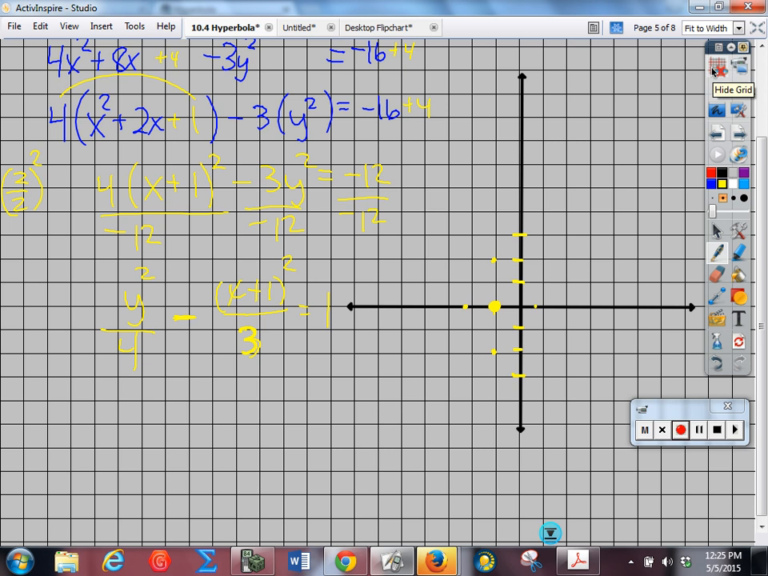So now when I draw my box, I just need to draw my asymptotes through the corners. Okay, so there's my asymptotes. I need to write the equation of them in a second. So where do I draw my graph now?